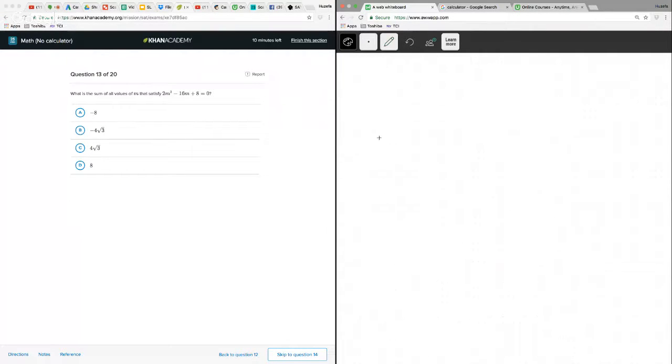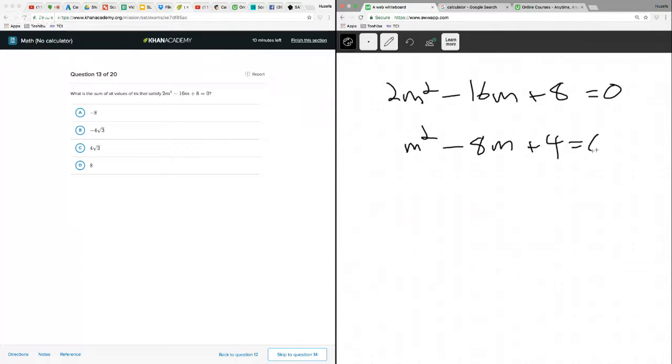Question number 13. What is the sum of all values that satisfy this? We got to factor. So this is beautiful. I can already see we should divide everything by 2, and that'll make life a lot easier. m squared minus 8m plus 4, right? And then we just factor this guy. This isn't that bad to factor, assuming it's factorable. I think it is. And look at this.